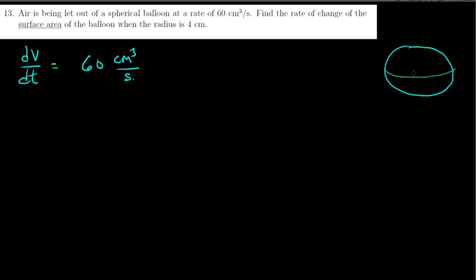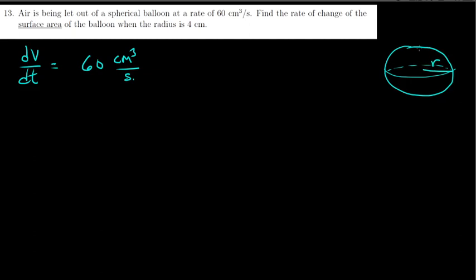Number 13. Okay, so air is being let out of a spherical balloon at a rate of 60 cubic centimeters per second. So the rate of change of volume is 60 cubic centimeters per second. But if air is being let out, right, so here's your balloon. Pretend it's a perfect sphere. I know balloons are not exactly spherical. But in this case, it is, right?